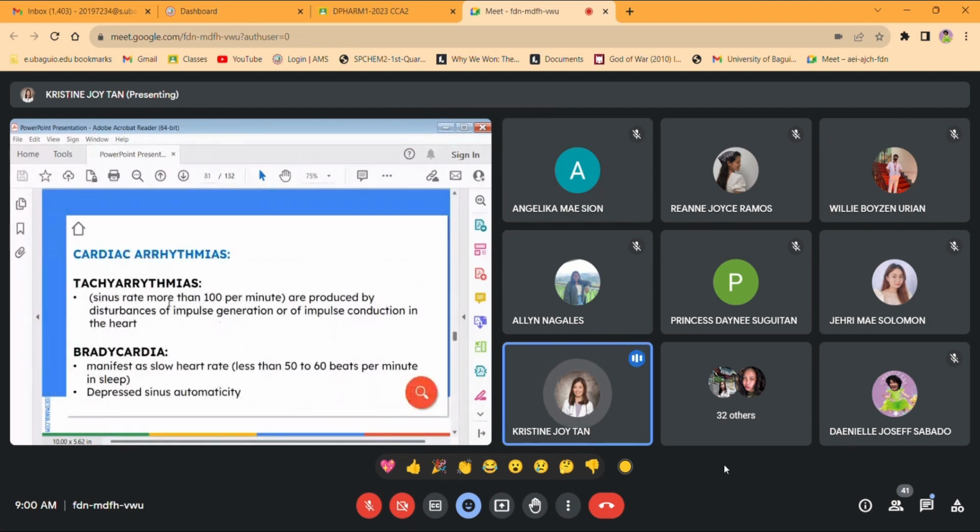So, when you say tachyarrhythmia, the heart rate of the patient is more than 100 beats per minute. Because, as we said, the normal is 60 to 100. So, more than 100, that's tachyarrhythmia. For bradycardia, that's less than 60, because 60 to 100 is normal. So, less than 60, that's bradycardia. That's already considered to be slow.